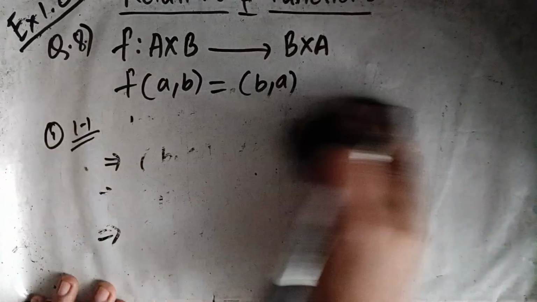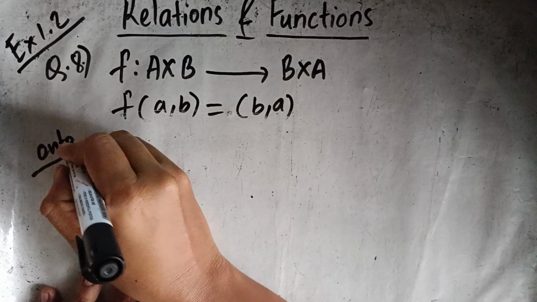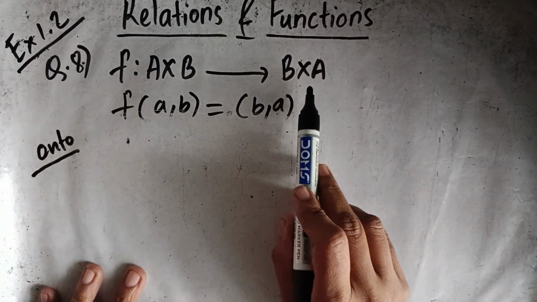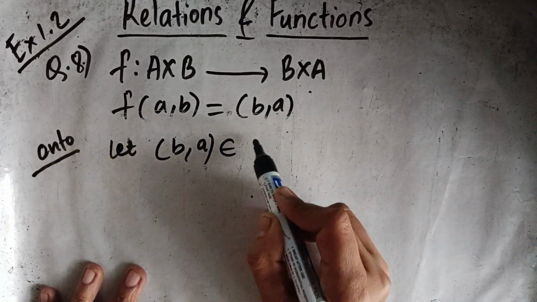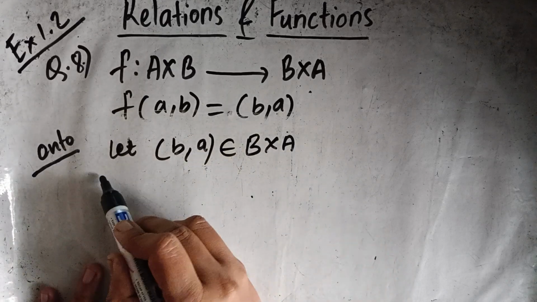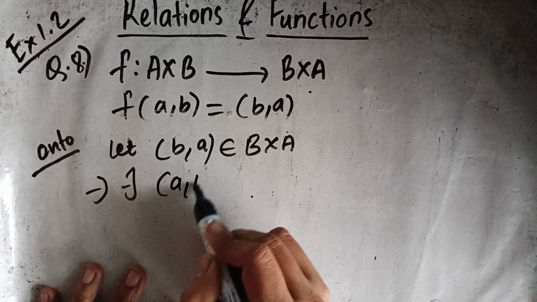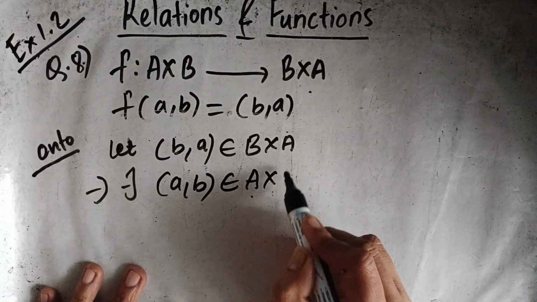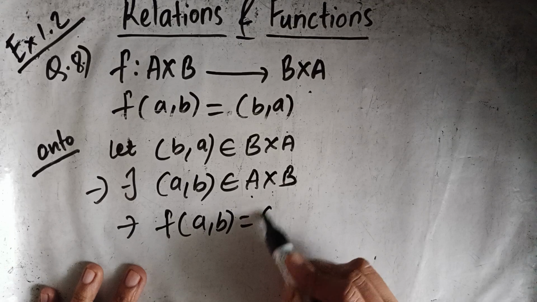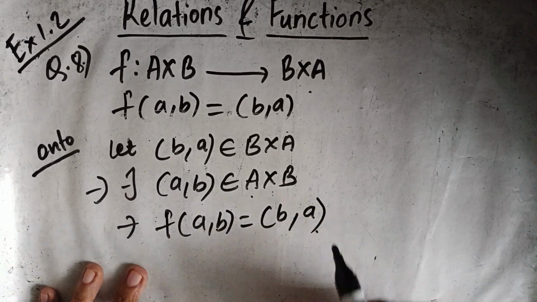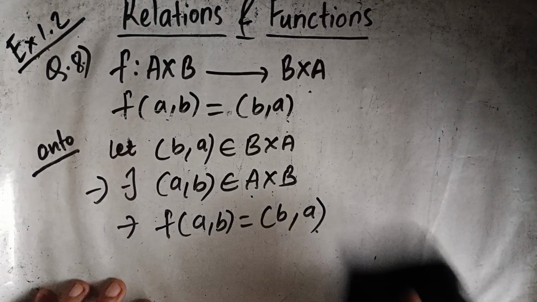Let's prove for onto. For onto, you have to consider one element from the codomain. Let's say (b, a) belongs to B cross A, such that there exists (a, b) belonging to A cross B such that f of (a, b) is equal to (b, a). This is already there. So this is onto. Next question.